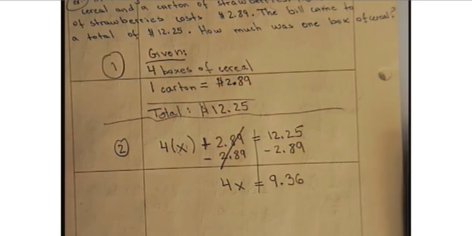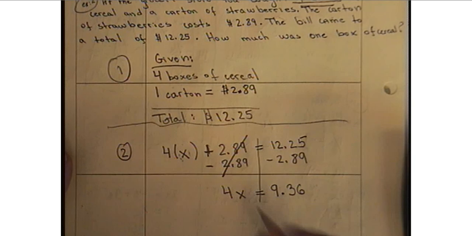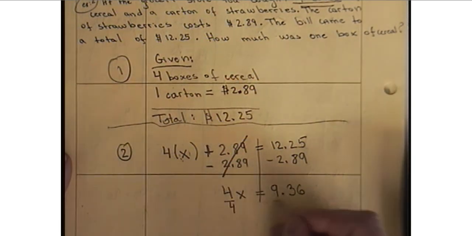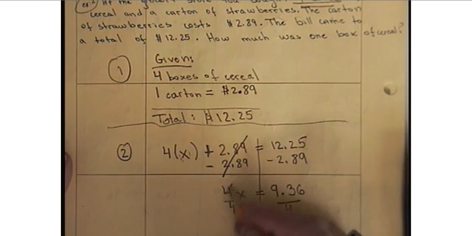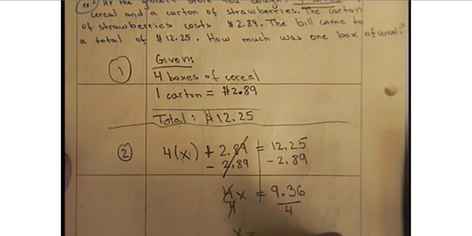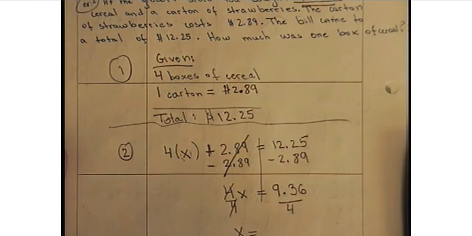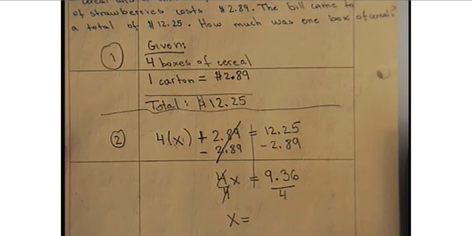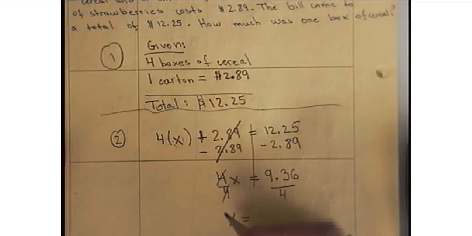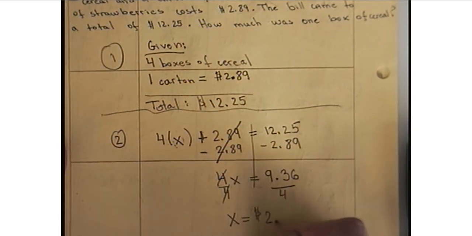Okay? And there is one more step. We're not done yet. Next step will be to divide by 4 because we want to calculate x, right? So 4 and 4 cancel, and x will be equal to 9.36 divided by 4. So $2.34 will be the price of 1 box of cereal.